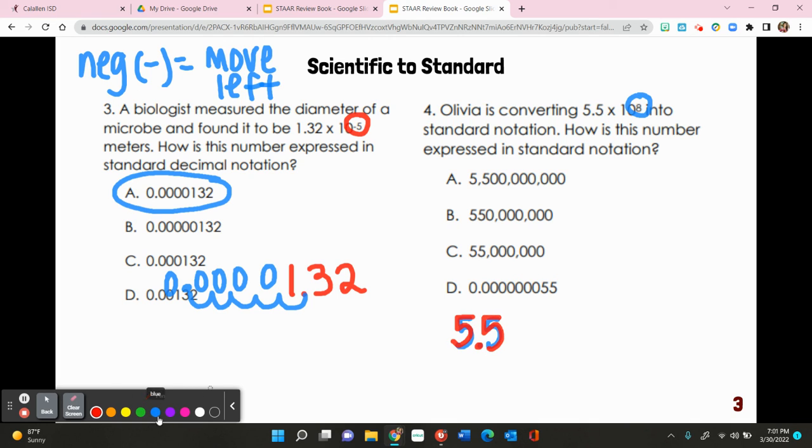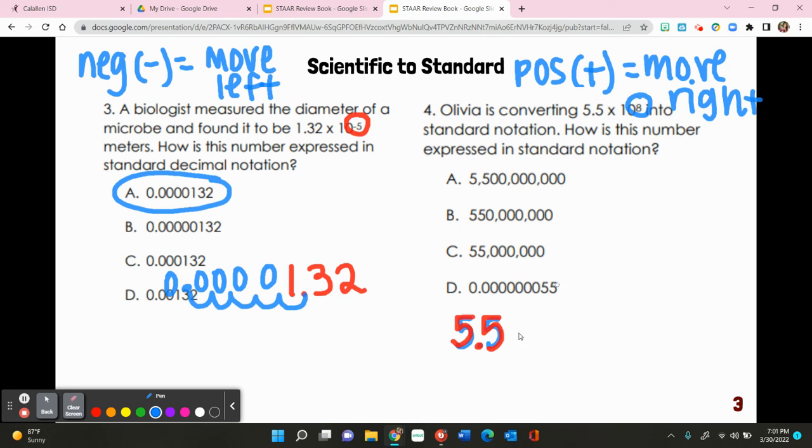Because remember, positive exponents mean big numbers. And since my exponent is positive, this means that I'm going to move my decimal to the right. So starting off at my decimal here, I'm going to move it 8 times to the right since it was positive. So this is 1, 2, 3, 4, 5, 6, 7, 8. So this is where my new decimal place goes, and I can cross this one out.